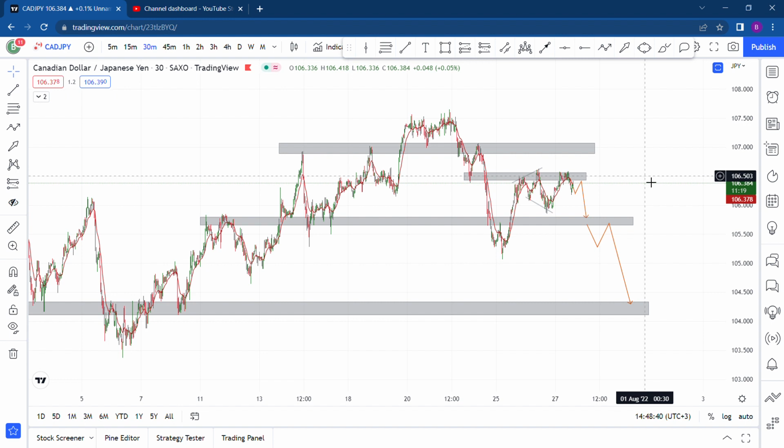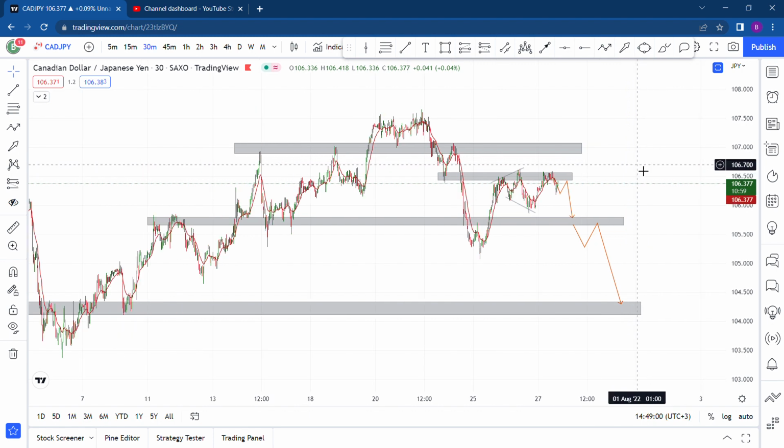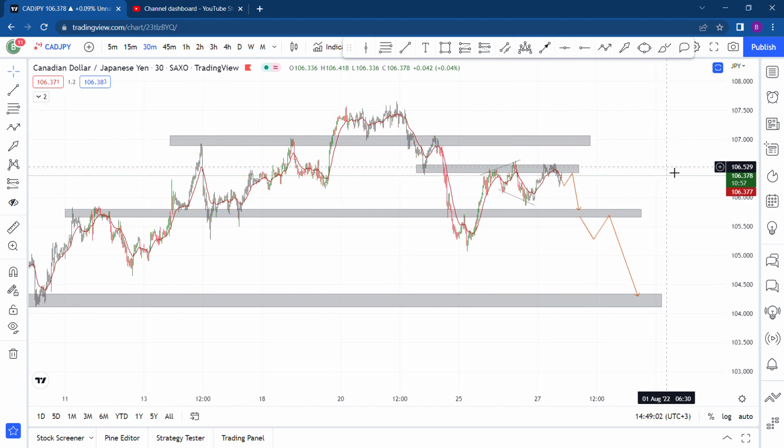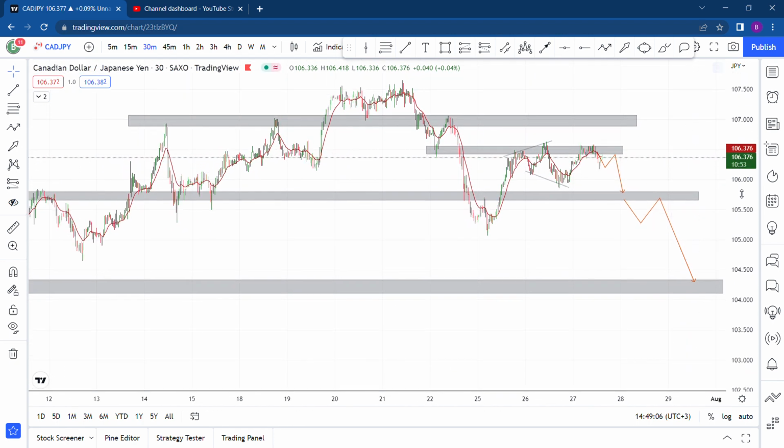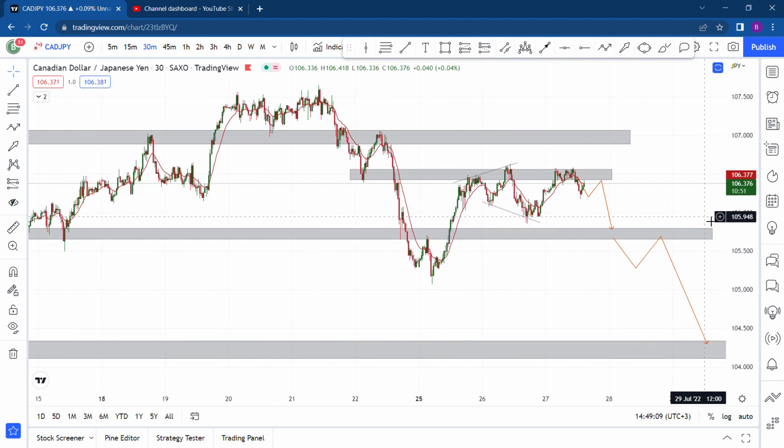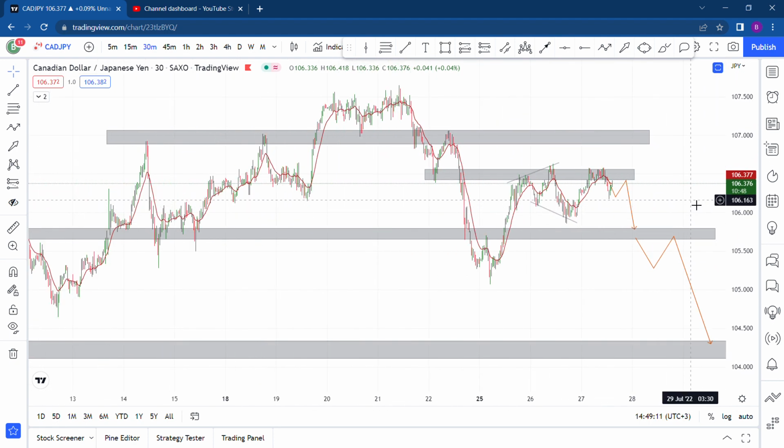200 pips means that if you have a lot size of around 0.10, whether you're using a pound account, GBP account, or USD account, or like mine, Euro account, you can make around 200 pips, around $15. Yeah, so the setup looks like that.